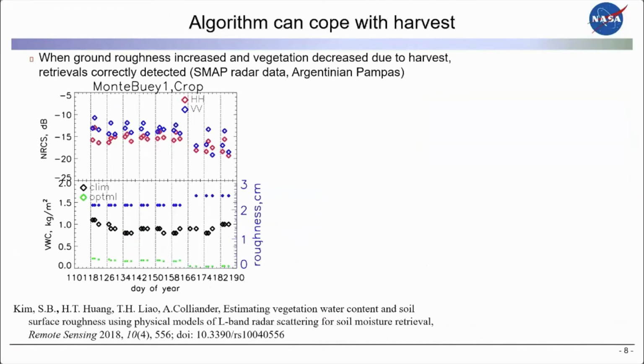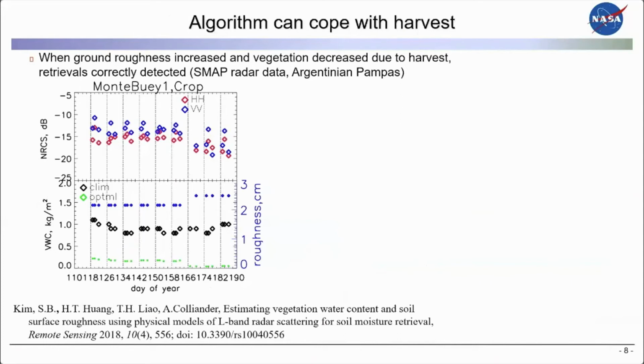Another case is that this retrieval algorithm seems to be able to cope with the changes occurring with harvest practice. So when there's a harvest, ground roughness increases because of the tractor and manual operations. And also vegetation amount decreases because the crops are removed.